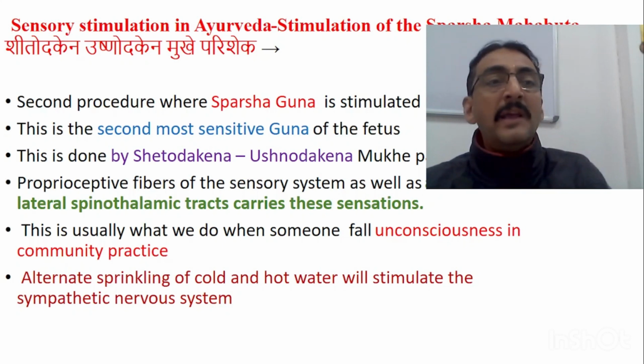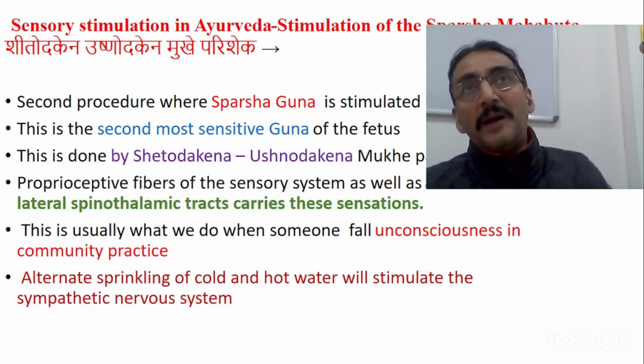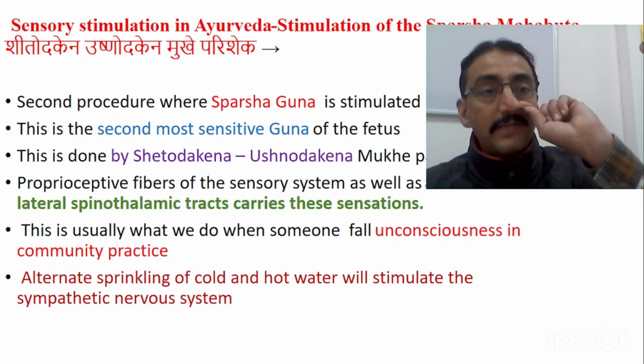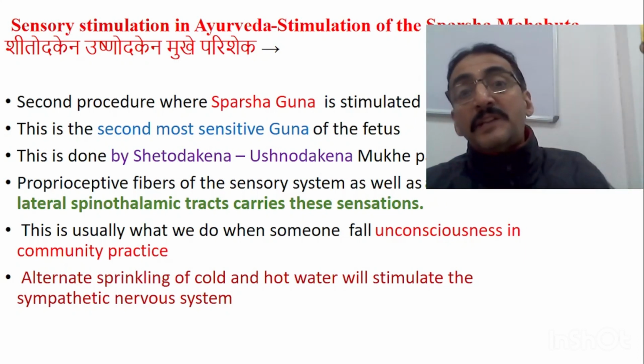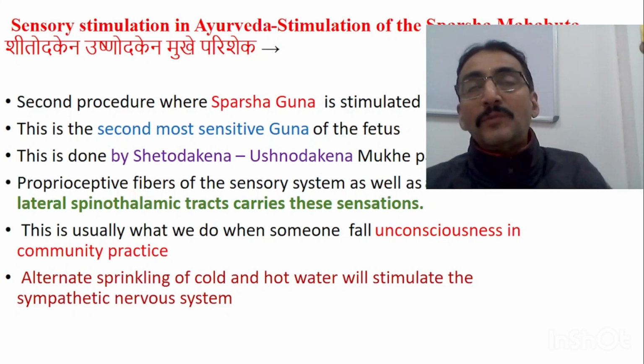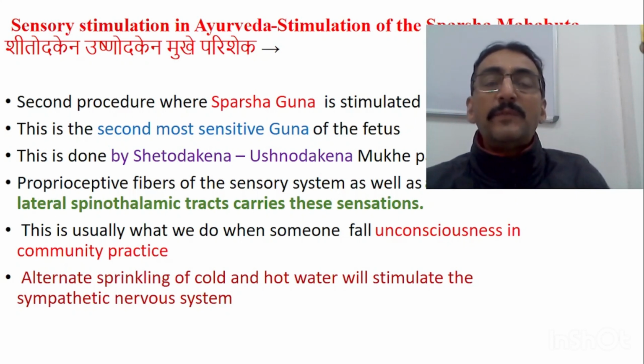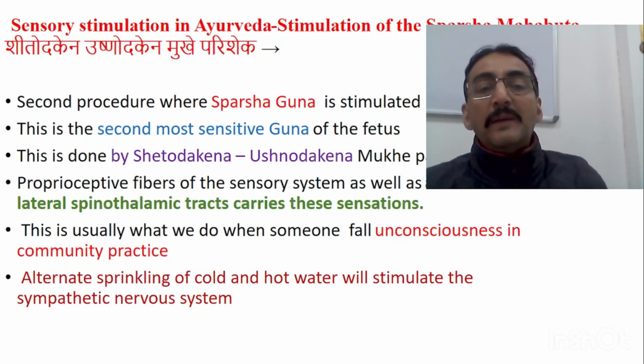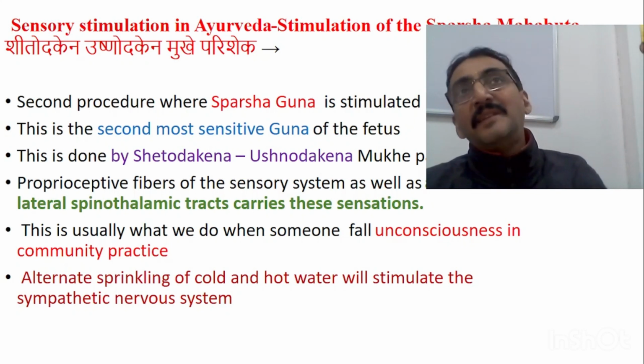So that is done by Shitodakena Ushnodakena Mukhe Parisheka. So the second procedure where sparsha guna is stimulated, because sparsha guna is the second most perceptive guna of the body. After sound perception, the body is more perceptible to the sparsha guna, because it's the second important Mahabhuta formed in the sequence of the Panchamahabhuta. Now again, the proprioceptive fibers of the sensory system as well as anterior lateral spinothalamic tracts carry these sensations.